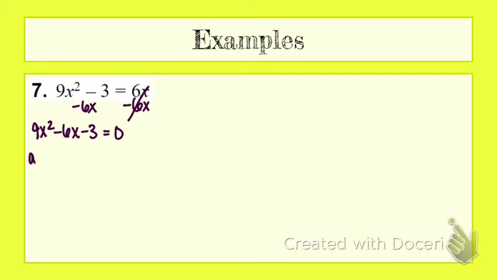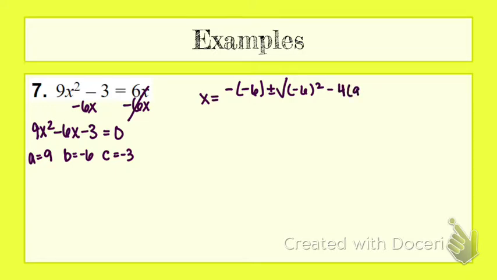And that tells us A is going to equal 9, B is going to equal negative 6, and C is going to equal negative 3. So when we substitute these in, x is equal to negative b plus or minus the square root of b squared minus 4 times a times, that's a 9 because a is 9, times c is negative 3. All divided by 2 times a, which is 9.